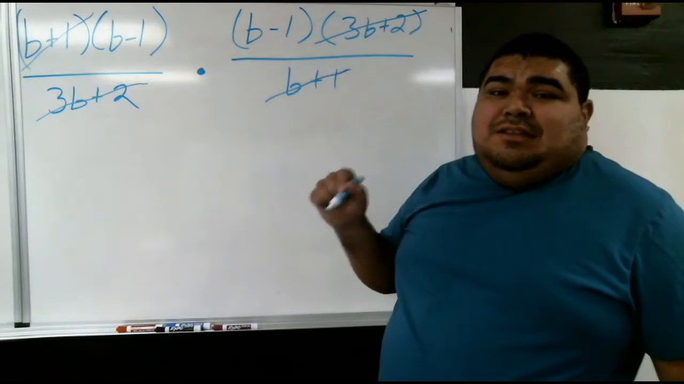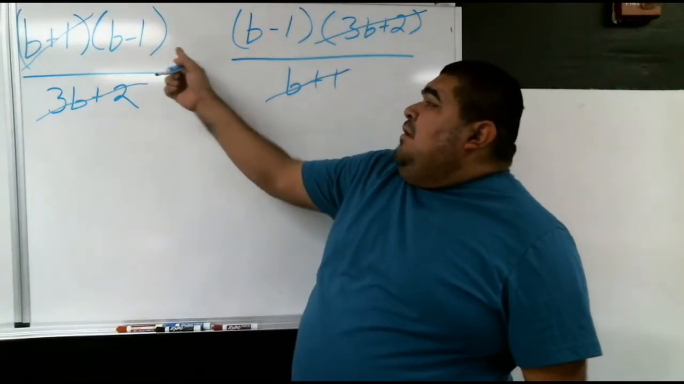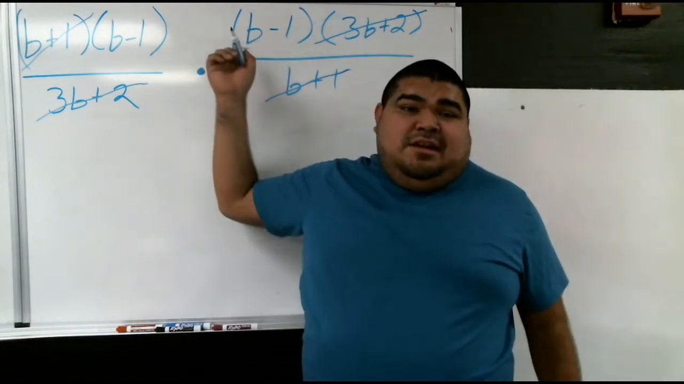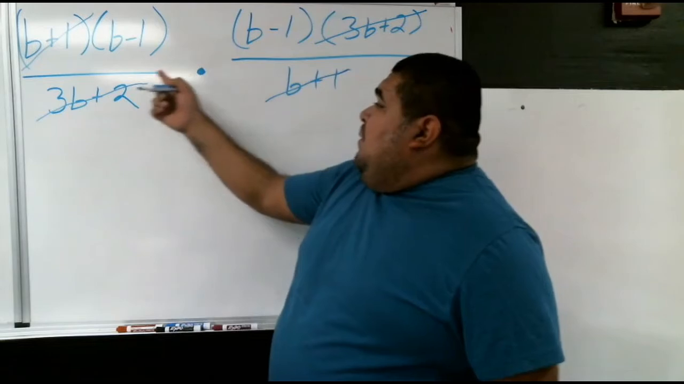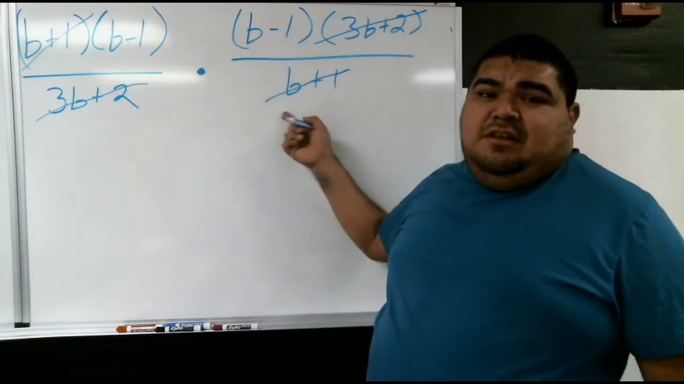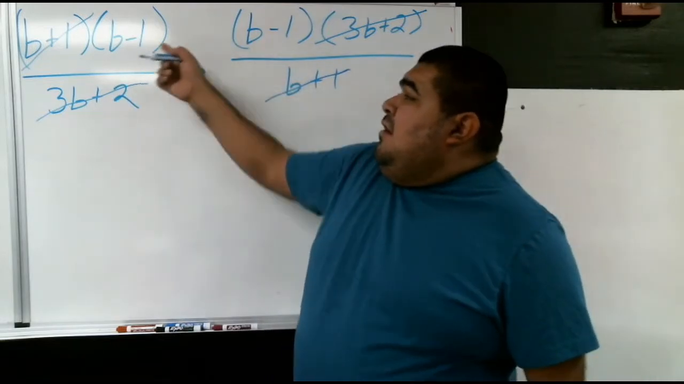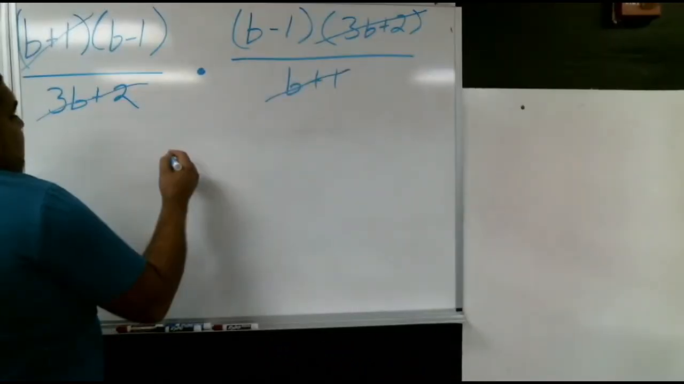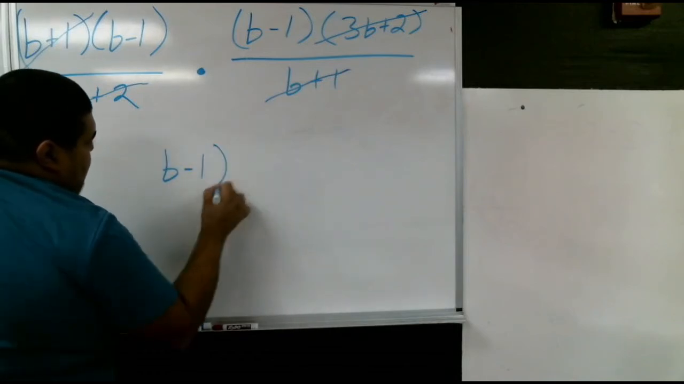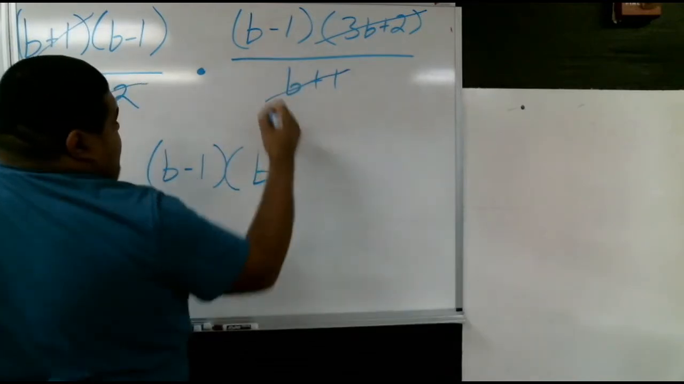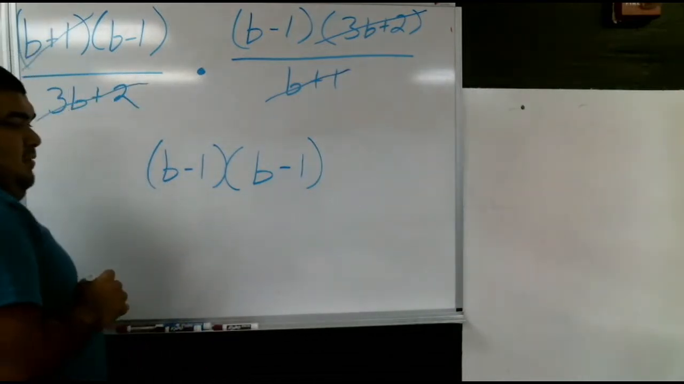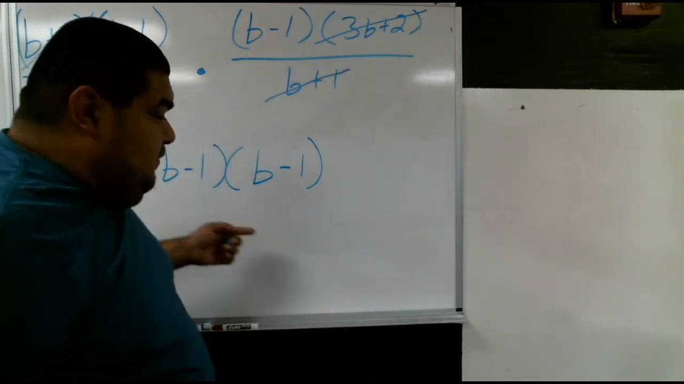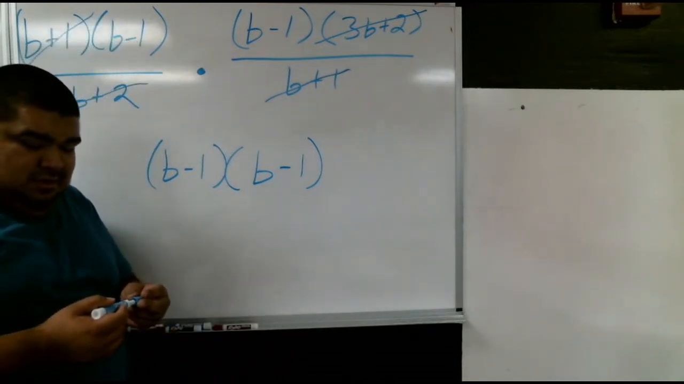Notice that you have b minus 1 on top and b minus 1. Those don't cancel out because they're on the same side. Think of a wall. These are on the bottom, on the other side of the wall, so those cancel out. These are on the same side, so those don't cancel out. So your final answer is b minus 1 times b minus 1, which, if you want to leave it in polynomial form, you would FOIL out. That's fine if you leave it as far as this.